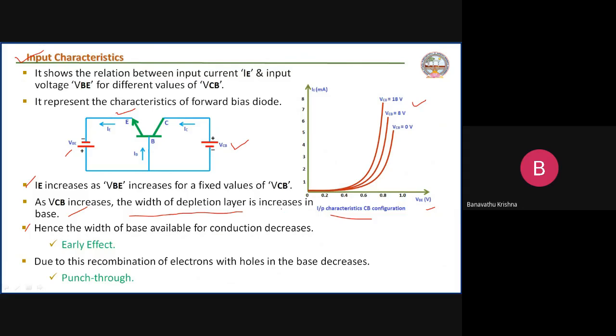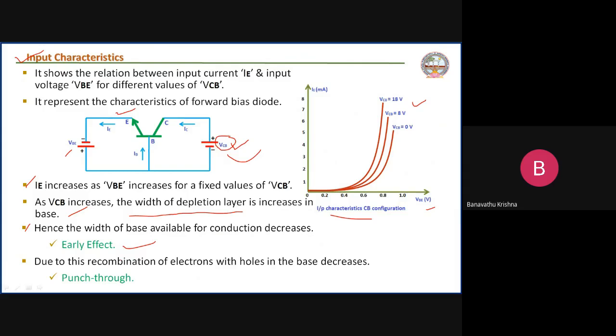Thus the reduction in the width of the base due to an increase in reverse bias voltage, that is VCB, in reverse bias condition is known as the early effect. Okay, again I repeat: the reduction in the width of the base due to an increase in the reverse bias voltage is known as the early effect. Early effect, right?